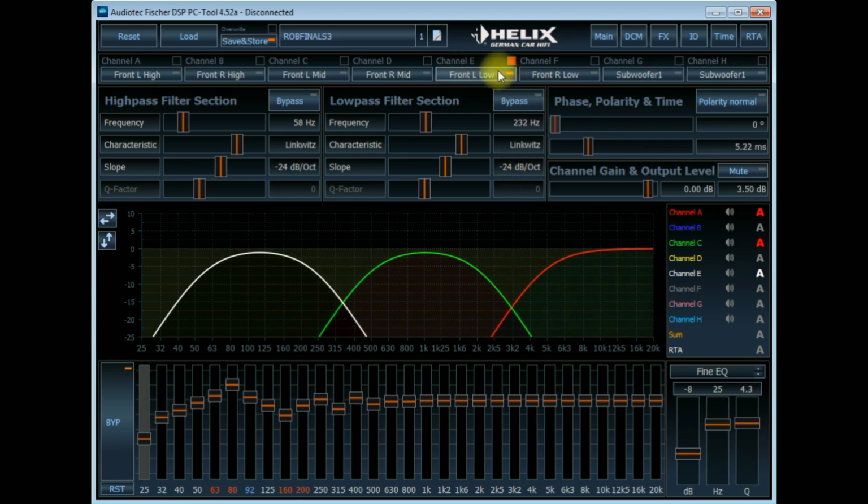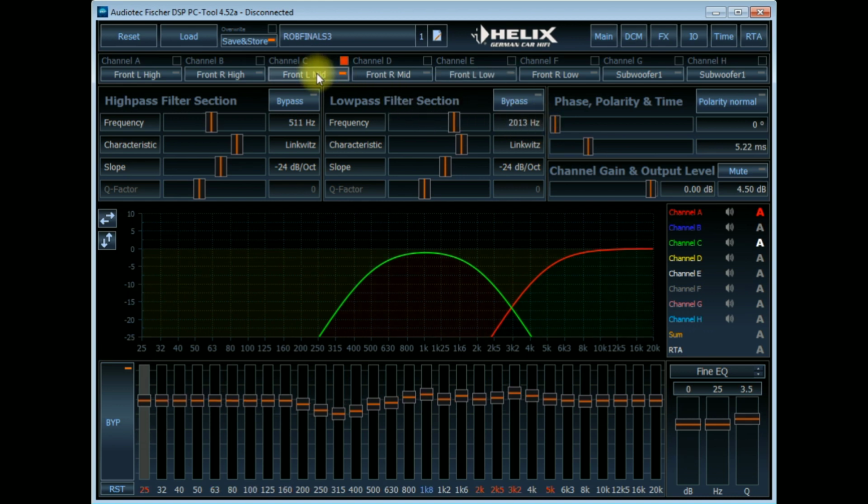Front left low is the Satori 7.5 inch mid-bass woofer. Let's look at high pass. We have 58 Hertz, Linkwitz-Riley, fourth order. I'm not going to keep repeating that because that's all the way across the board. Low pass filter is 232 Hertz.